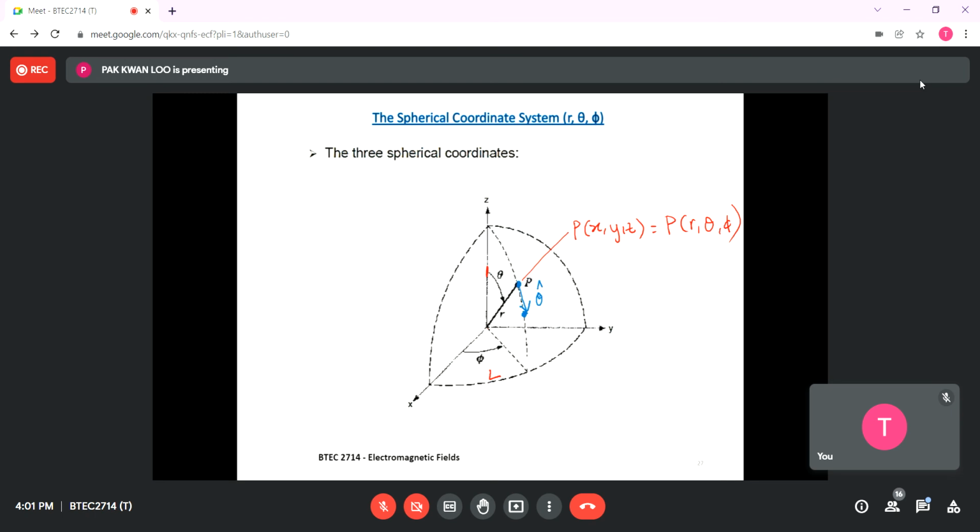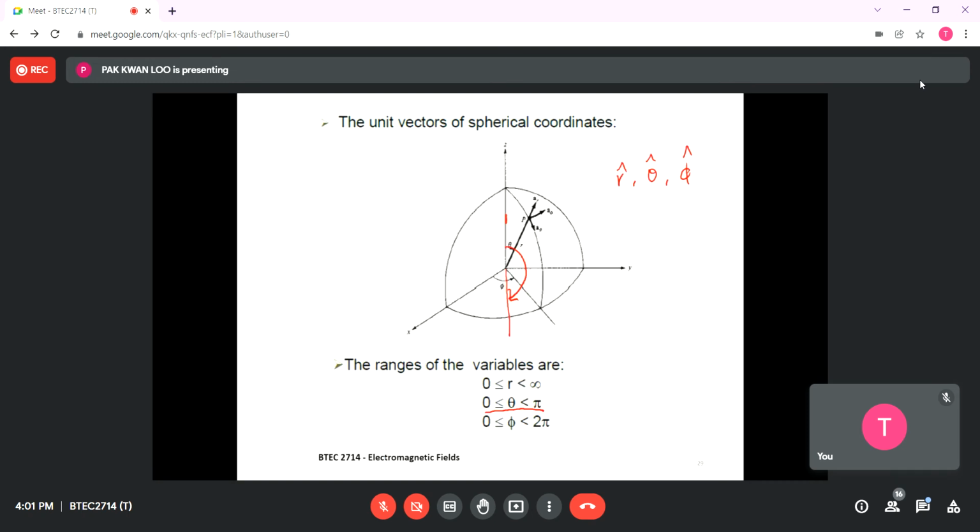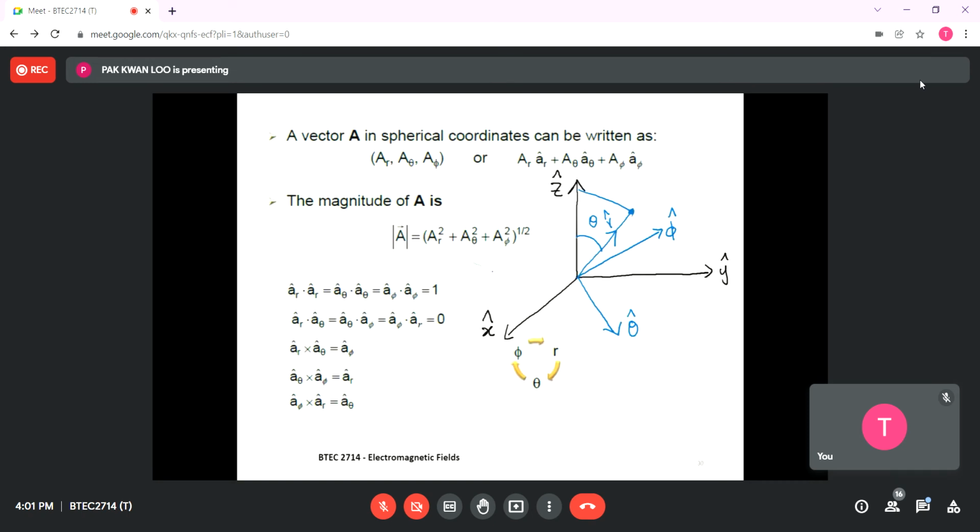So if I trace back to the origin, if I put this at the origin, it will become like this. And for the phi cap, bear in mind the phi cap lies on the x and y plane. The phi cap lies on the x and y plane, okay.